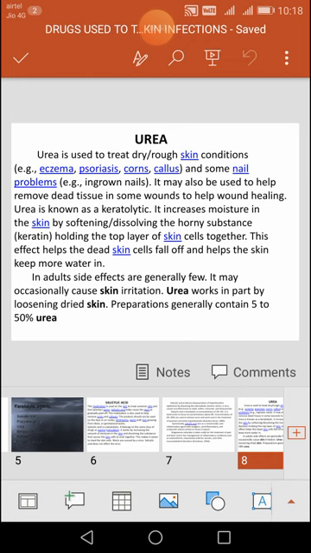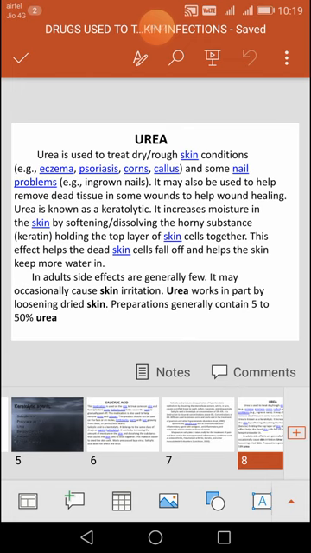form is urea. So urea is used to treat dry and rough skin conditions. So this is also one form of keratolytic. These rough skin conditions are like eczema, psoriasis, corns, calluses, etc., and also nail problems. Especially ingrowing nails, most girls or persons may be having these. They have to be given more care, because ingrowing nails will cause damage to the tissues also. It may also be used to help remove dead tissue in some wounds to help wound healing.